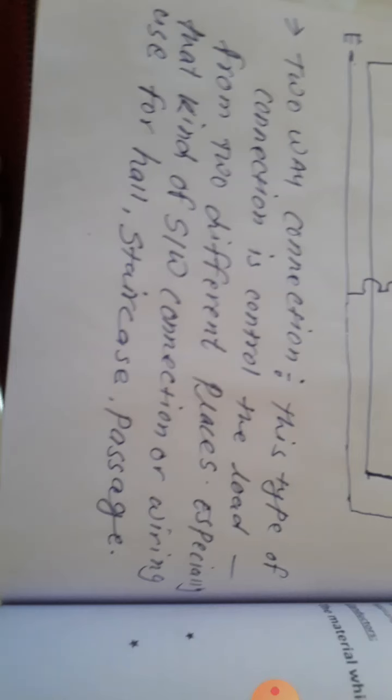Suppose you are wiring a staircase. At first there is one switch, and when you reach the first floor or another floor, there is another switch where you can go and switch off the light. So this is the two-way system. One switch turns the light on and another switch turns the light off. This is the system.